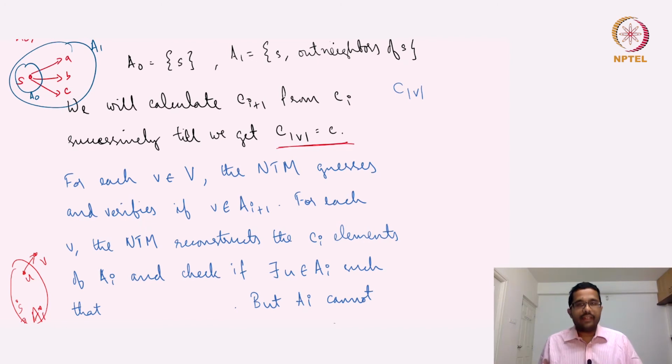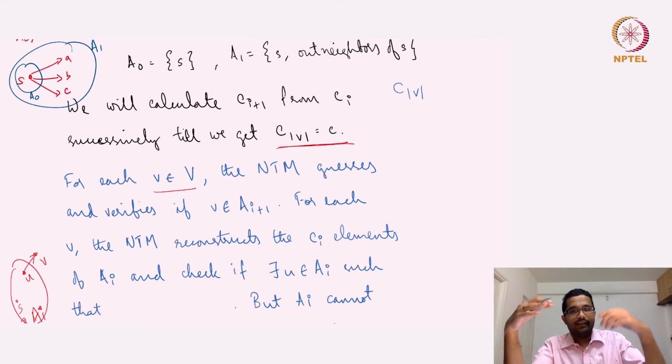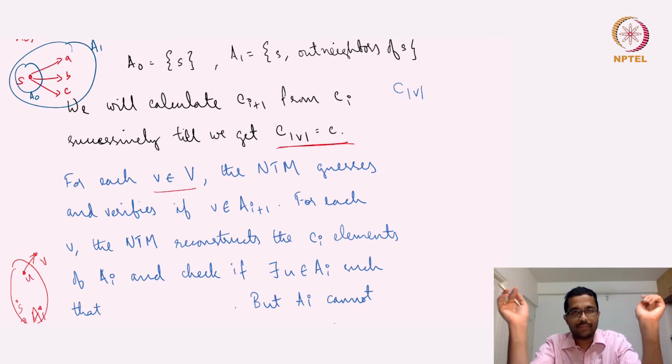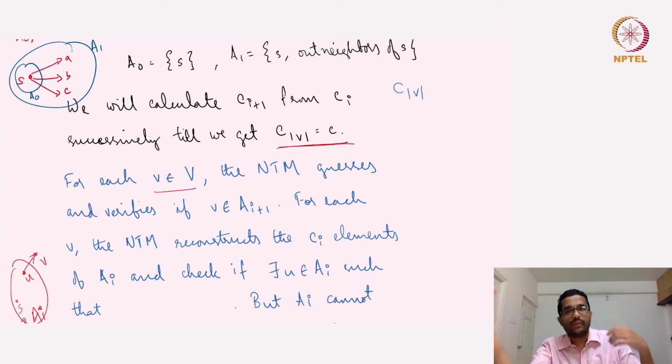So now for each of the vertices V, the non-deterministic Turing machine verifies if it is reachable in i plus 1 steps or less, right? So if we can guess a path of length i plus 1 or less, then good. We know that it is reachable in i plus 1 steps or less. But how do we verify that a vertex is not reachable in i plus 1 steps, right? Because maybe we just guessed the wrong path.